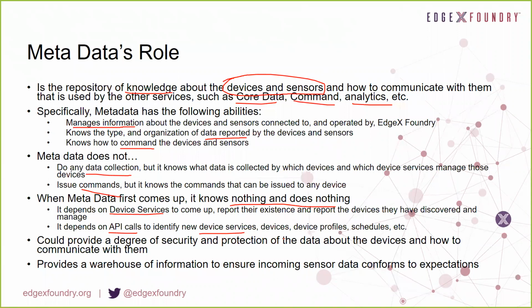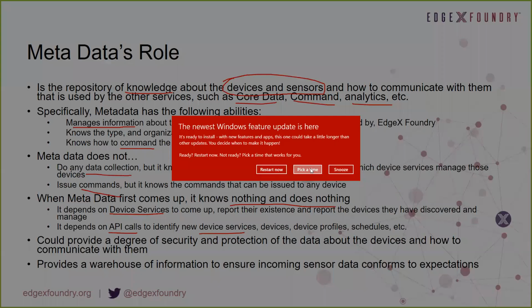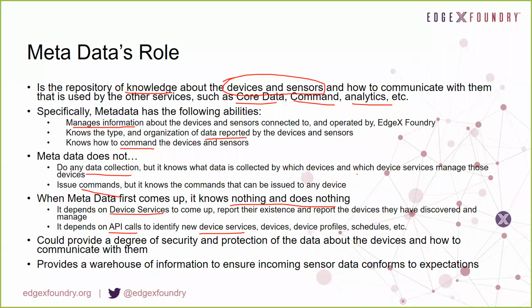So metadata, as you may be starting to appreciate, comes up really without knowledge, and it's only through the device services at the south end or other systems, other applications, that it gets that information. Hang on there, folks, that's a nice little Windows message there. It depends on those other services to provide that information, which it then shares with the rest of the EdgeX community, with the rest of the EdgeX microservices.